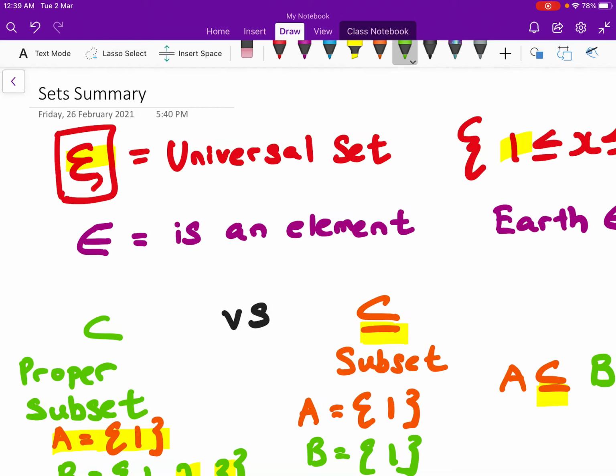Okay, so let's talk about sets. What is a set? For sets, we first need to understand a few symbols, because in set questions you are given some symbols, so you need to understand what all of these symbols mean. Like the legends, right?